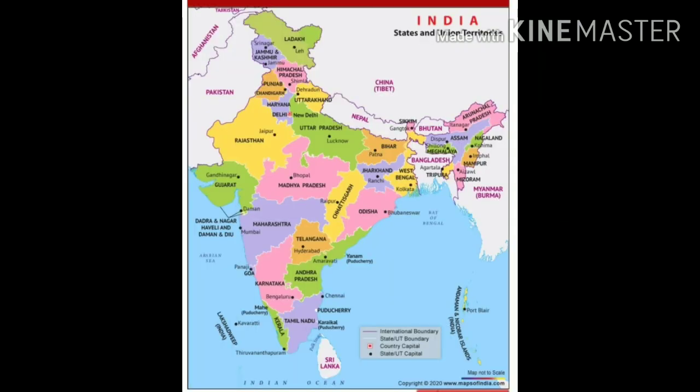Listen, this is the Indian Peninsula, which is surrounded by water on three sides: the Arabian Sea, the Indian Ocean and the Bay of Bengal surround the Indian Peninsula on three sides, and here a plateau is located whose name is Deccan. So this Indian Peninsula is also called the Deccan Peninsula. Okay, Deccan Peninsula. So now it's clear.